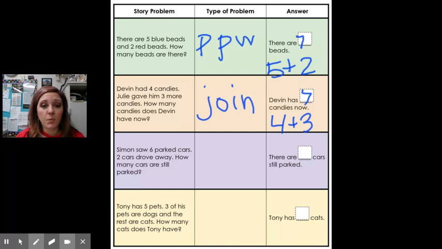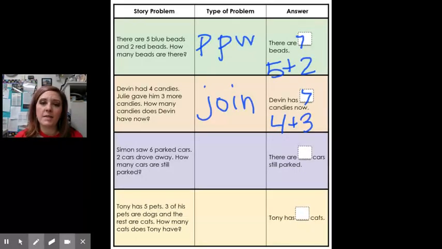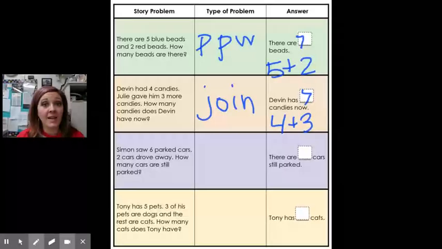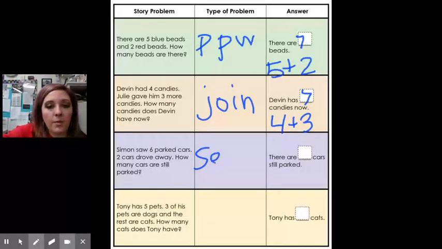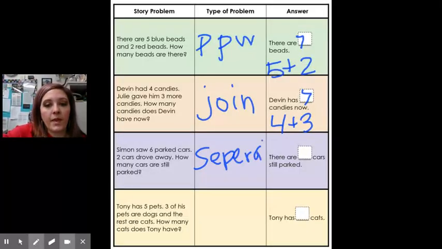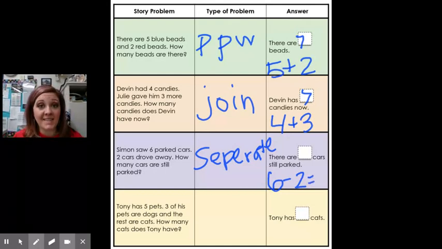Simon saw 6 parked cars. 2 cars drove away. How many cars are still parked? So Simon is seeing some cars and then some are driving away. So what kind of problem is that? That's a separate, right? There is a group of cars and some of them leave. So that is a separate problem. And let's solve it. So there were 6 cars that were parked and 2 drove away. That means we are taking some away. That's our minus sign. So 6 minus 2 equals 4.